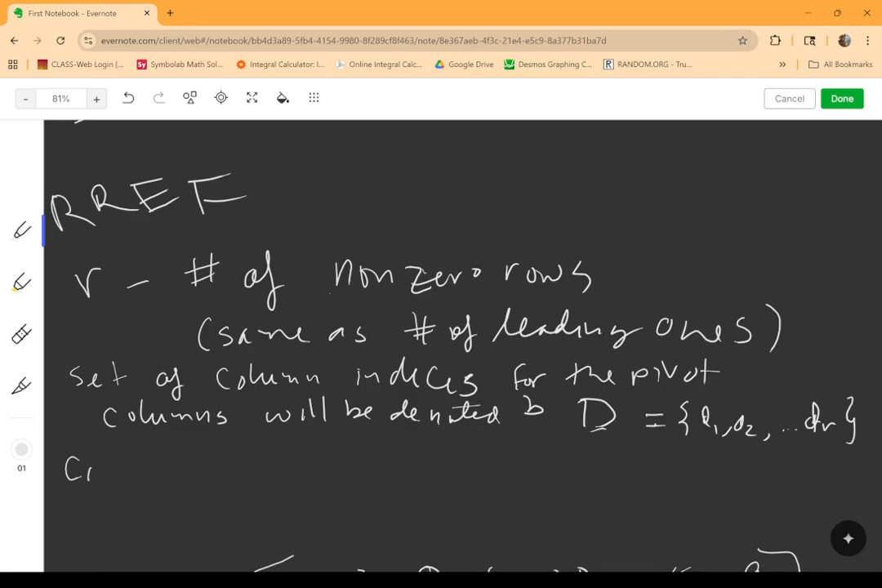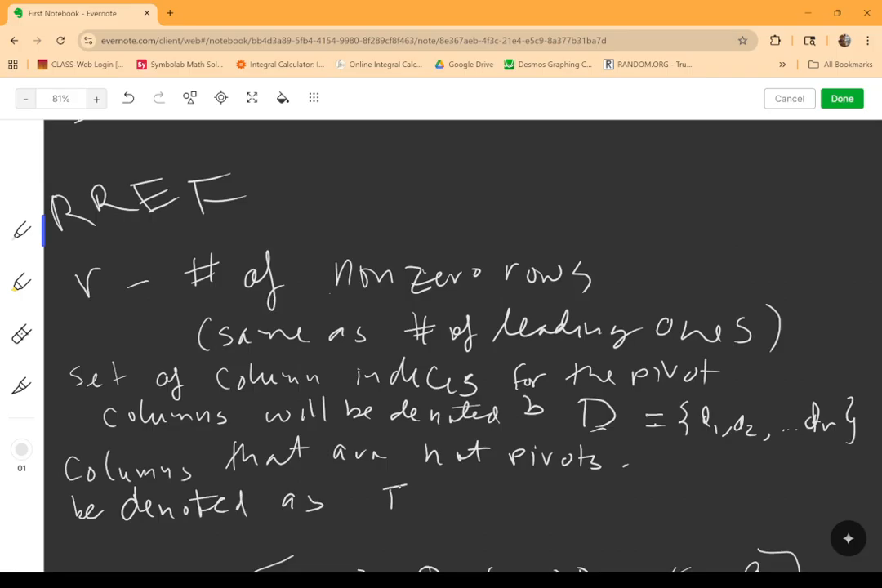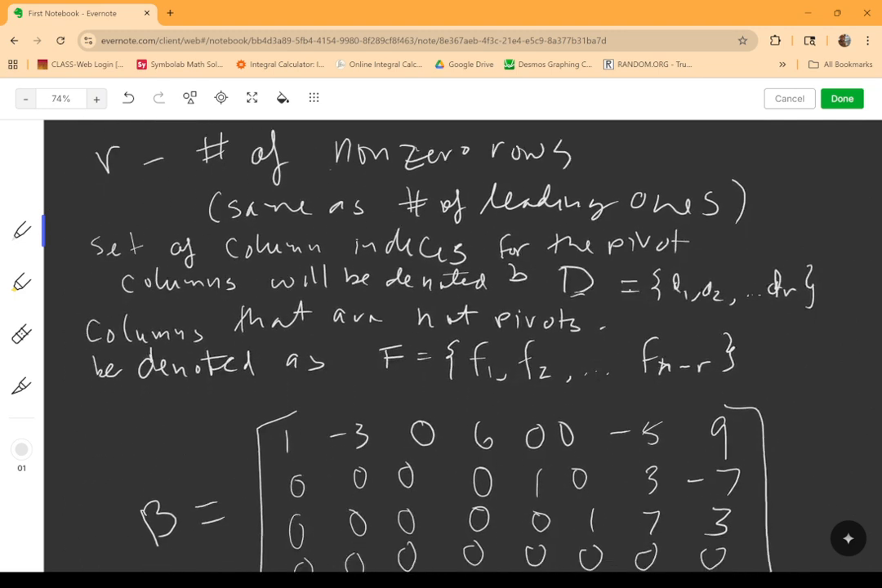Now the columns that are not pivots will be denoted as F: F1, F2, up to F of n minus r, where n represents the number of variables.